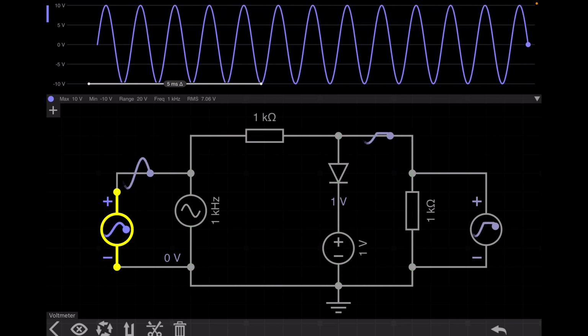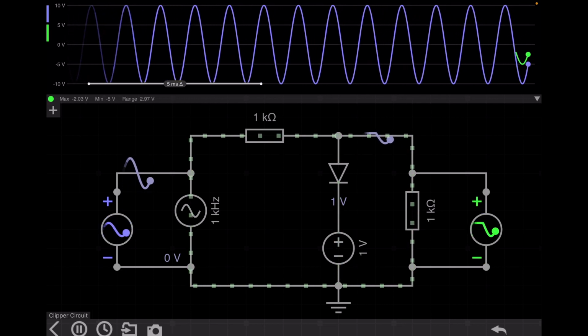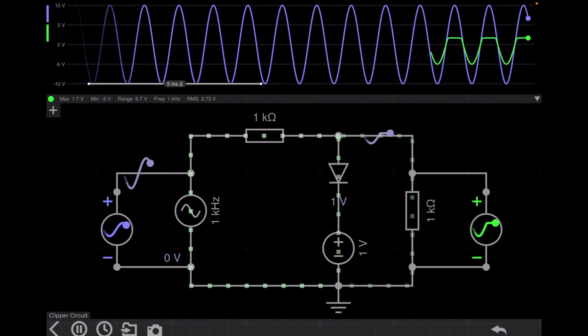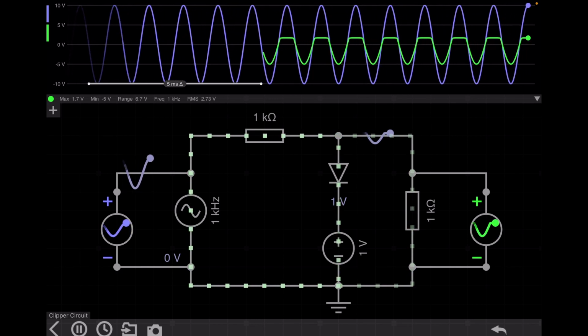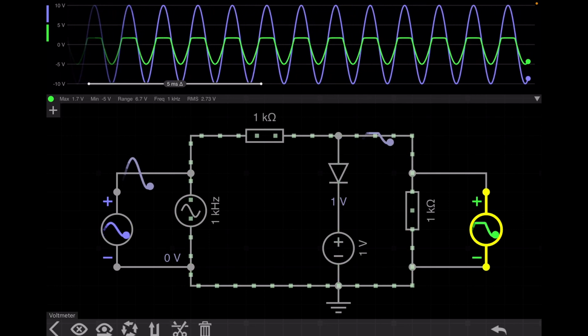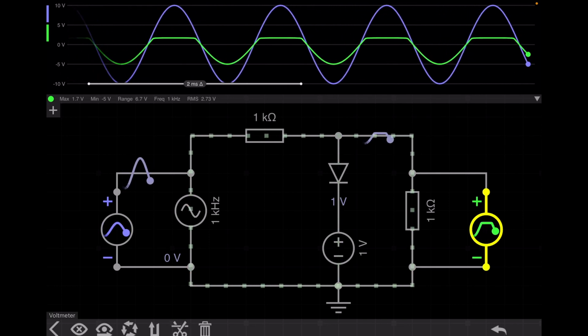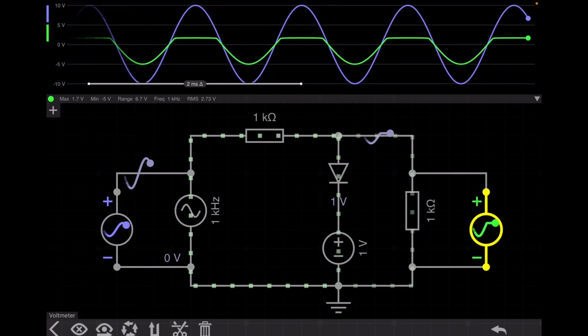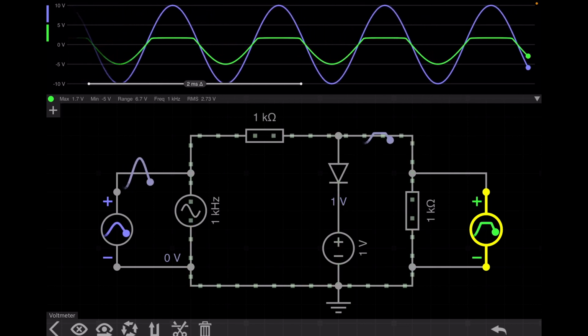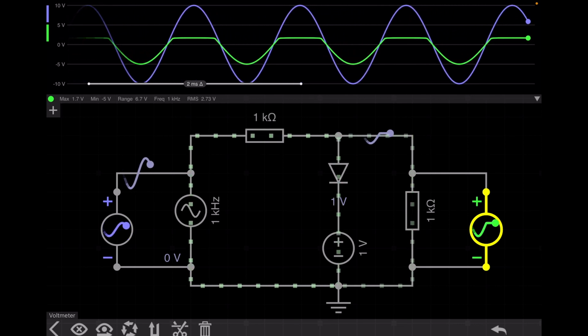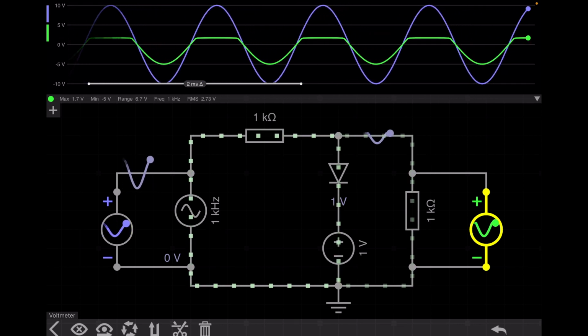So if I check the output voltage, you can see that the output voltage is clipped at the positive half cycle, right? And that clipping is around 1.7 volt. After 1.7 volt, you can see it's clipped. There is no positive half cycle. After the 1.7 volt, there is no output voltage. It's just flat, right? So why is that 1.7 volt?